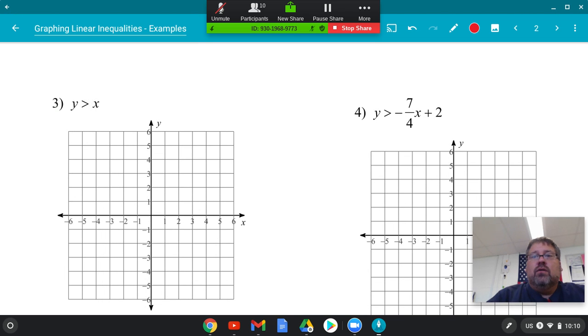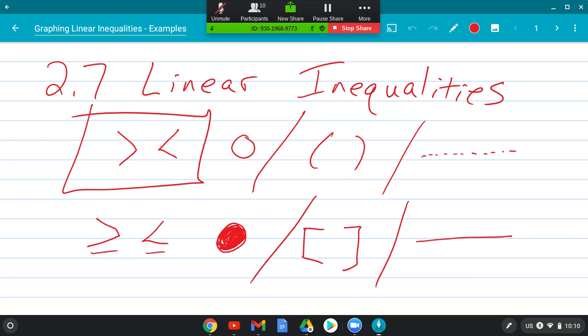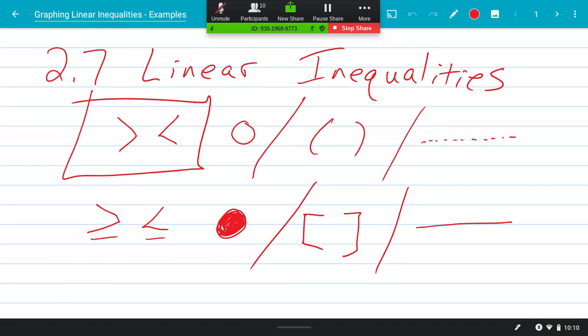All right, today we're going to be talking about the rest of section 2.7, linear inequalities. Let's go to work. Quick little refresher before we get into it, okay?